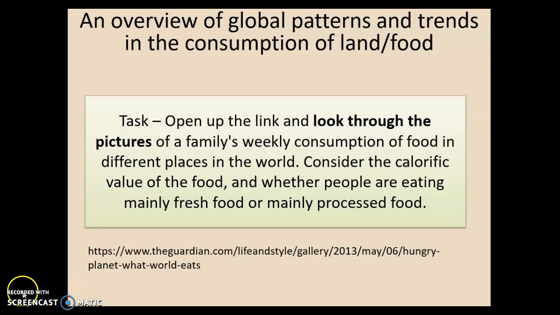Right, what I would like you to do is open up this article. Basically it's a really lovely set of pictures of what people eat in a week throughout the world. Have a really good look at those pictures and think about how much calorific value is in the food, and think about whether people are eating mainly fresh food or mainly processed food. I really love this thing and I hope you enjoyed looking through it as well, and seeing what all the different people all around the world eat in a normal week.